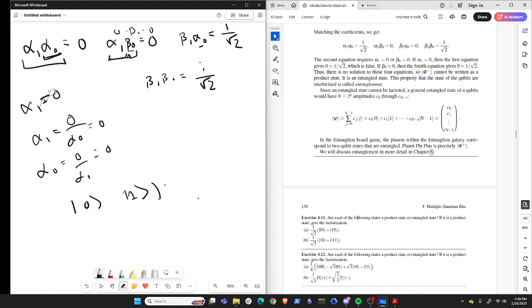State 1, state 0, and state 1. So we know that this is 0. That alpha sub 1 is equal to 0, which means that this qubit, the first qubit, is not in a superposition. It's in a single position of just state 1.